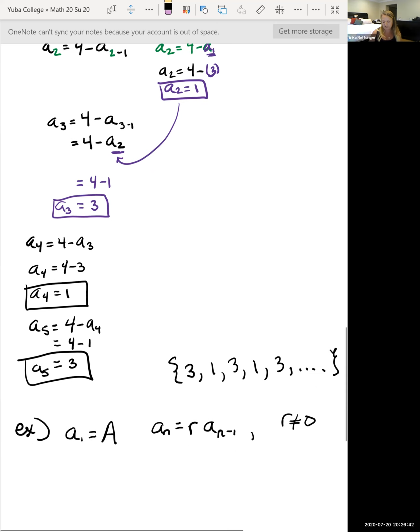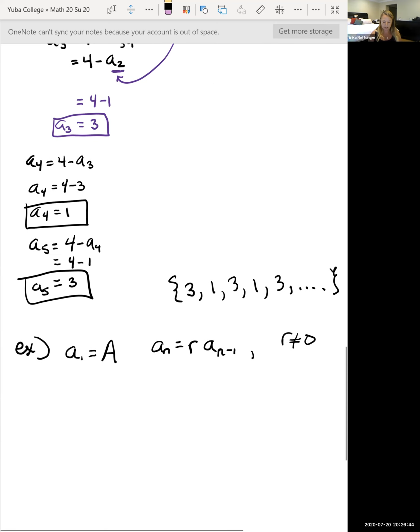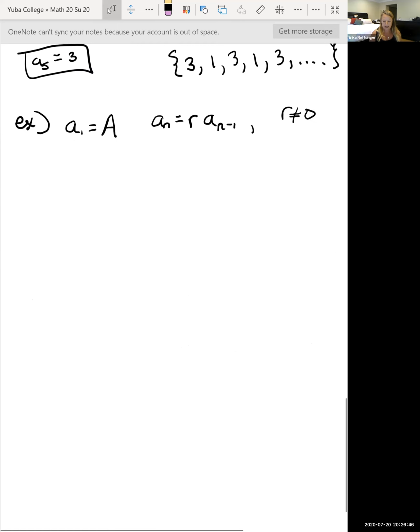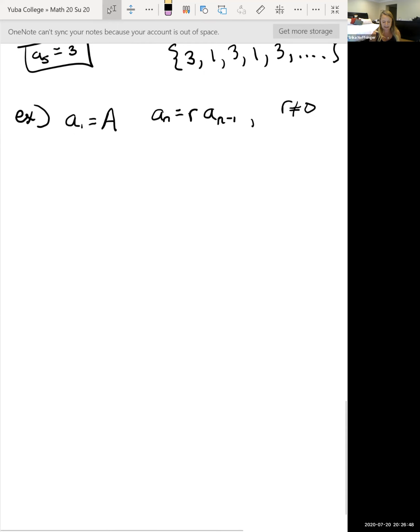Again, we're finding the first 5 terms of this sequence. This is a recursive sequence because a sub n is represented in terms of another term, a sub n minus 1, the term that would fall right before it, and we're going to see that today. This actually looks like a geometric sequence, which is the third section in this textbook in chapter 13.